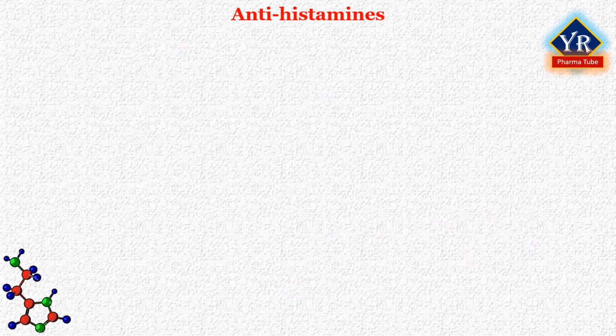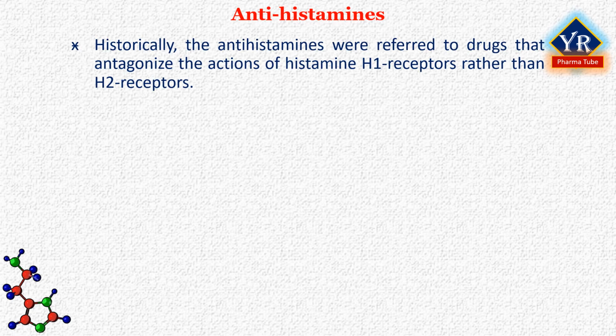Coming to antihistamines. The term antihistamine historically has referred to drugs that antagonize the actions of histamine at H1 receptors rather than H2 receptors. In other words, they are the drugs that block the action of histamine at histamine receptors.